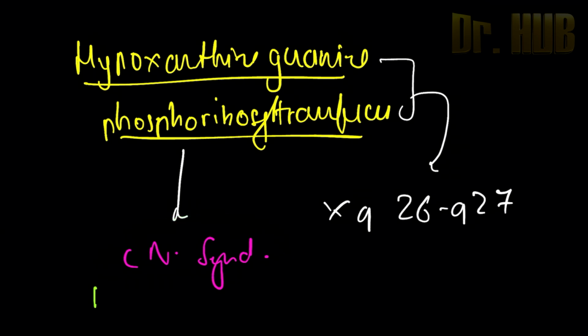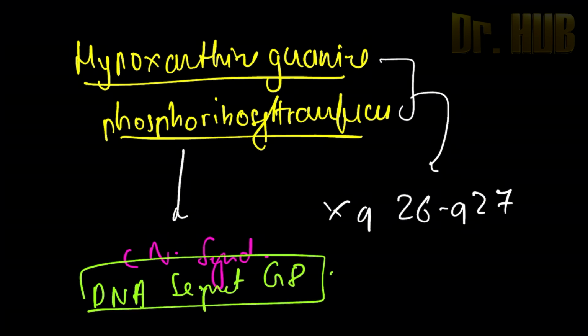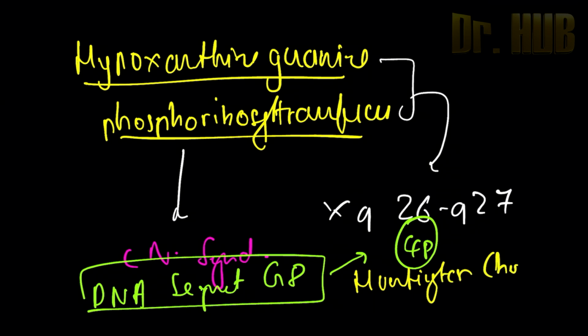Lastly, we look at the DNA segment G8. DNA segment G8 is on chromosome 4p, and this will be Huntington's chorea. So we saw the DNA segment G8: the chromosome is 4p, and it is Huntington's chorea.